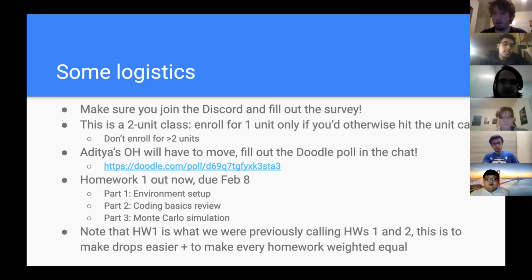Also, a little subtlety: in our syllabus right now, it says we're doing homework 1 this week and homework 2 next week. We just changed that around a little bit and merged them both into a common homework 1 so that every homework is weighted equally and you don't accidentally waste your drop on a really easy homework. A quick thing, the 2 things that are not mentioned here.